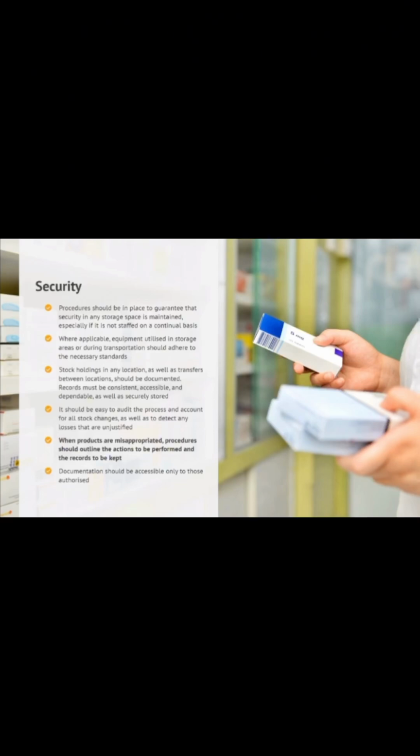It should be easy to audit the process and account for all stock changes, as well as to detect any losses that are unjustified. When products are misappropriated, procedures should outline the actions to be performed and the records to be kept. Documentation should be accessible only to those authorized.